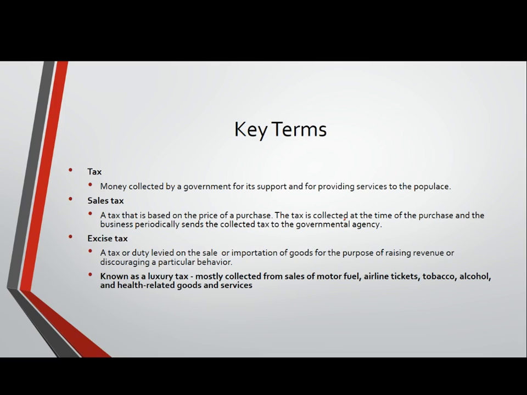Okay, an excise tax. So you may not have heard of this, but it's an additional tax levied on the sale or importation of goods for the purpose of raising revenue or discouraging a particular behavior. So it's often called a luxury tax. And it's collected from things like fuel, airline tickets, tobacco, alcohol, other health-related goods and services. One of the purposes is to discourage a particular behavior. They may want to discourage people from buying tobacco and alcohol, so they're going to tax it more than they would tax normal items.